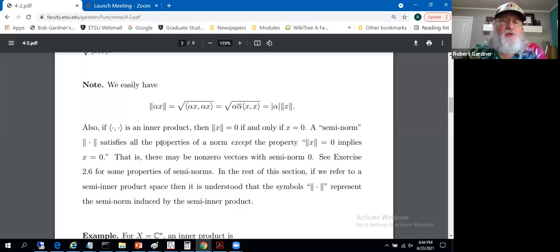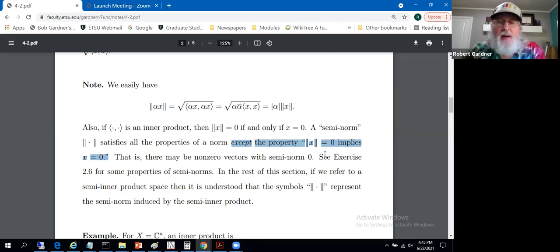But a semi-norm is, by definition, a mapping that satisfies all the properties of a norm except the property that norm of x equals 0 implies x is a 0 vector. So semi-norms have non-zero vectors that have semi-norms of 0. So there's other vectors out there with a semi-norm of 0 other than just the 0 vector. That's the semi in semi-norm.